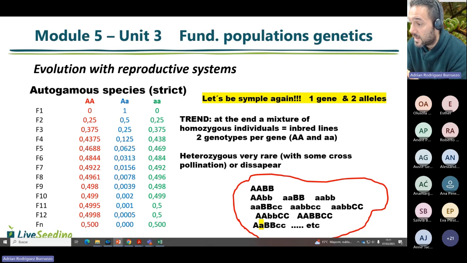And what happens? After, for instance, 11 selfing generations, the heterozygous individuals have almost disappeared, while the homozygous encompass the totality, half uppercase, half lowercase. So this is what happens with strictly autogamous species, even coming from heterozygous individuals. At the end, they give a mixture of inbred lines, or highly homozygous individuals, with 2 genotypes per gene.